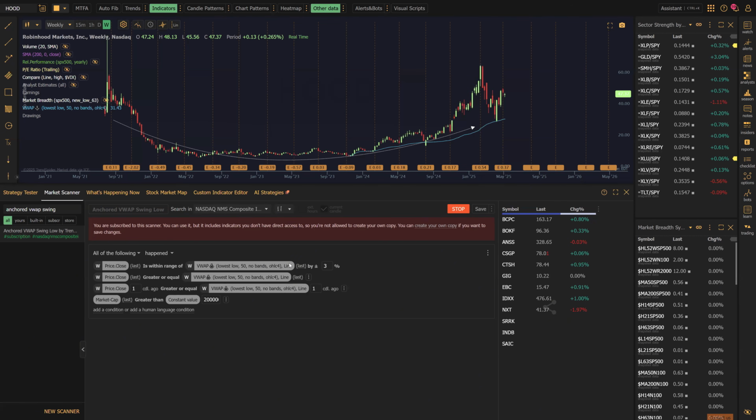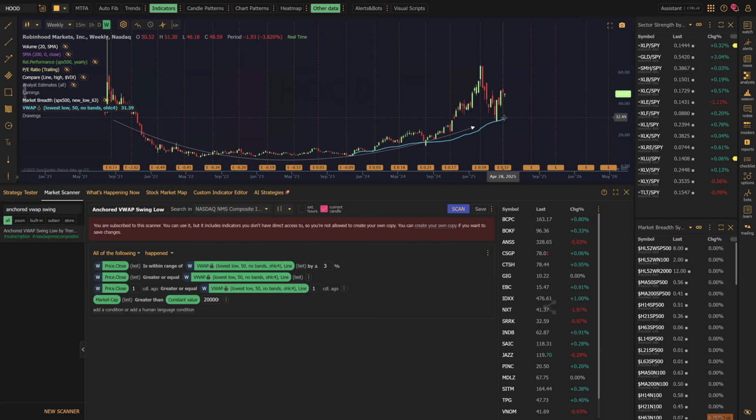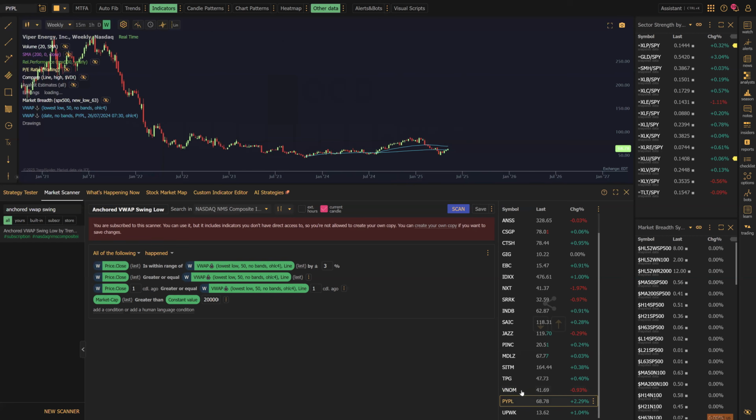But essentially what it's going to do, it's going to scan for stocks coming down to the 50 period anchored VWAP line. That's within 3% of it. It's above it. It has a market cap over 2 billion. And so you get all these results right here. You see like PayPal.